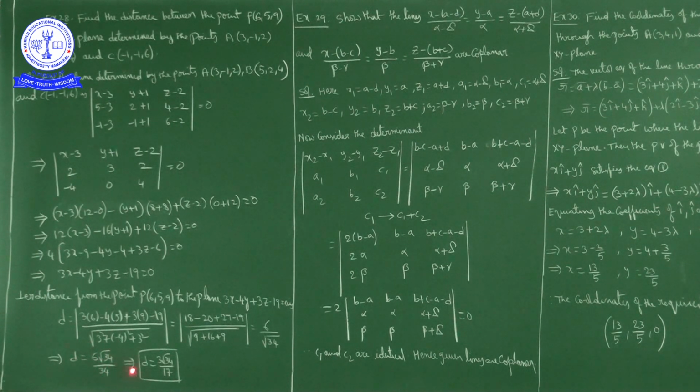So we will get the answer, the distance between the point and the plane, as d is equal to 3 into square root of 34 upon 17. D is equal to 3 into square root of 34 upon 17. Okay, next question.